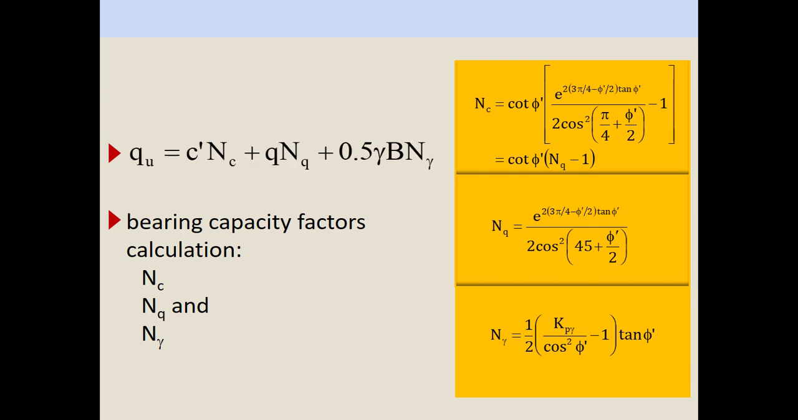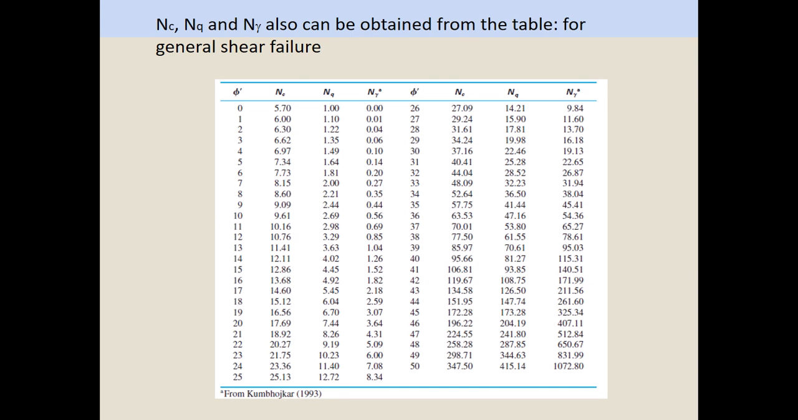Right. So this is the equation to calculate the bearing capacity factors: NC, NQ, and N gamma. I think it's quite time consuming to calculate NC, NQ, and N gamma. But you can use the chart, the table, to obtain NC, NQ, and N gamma.